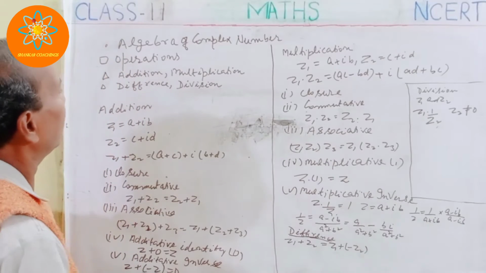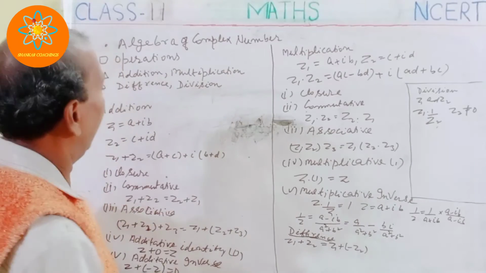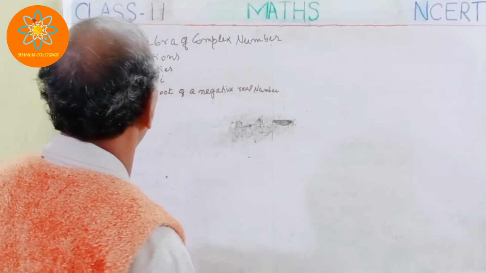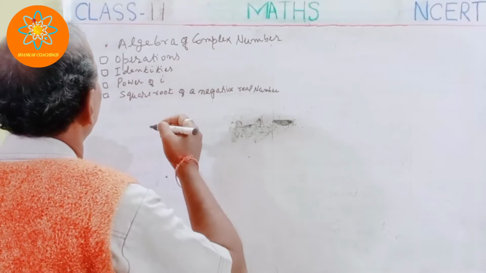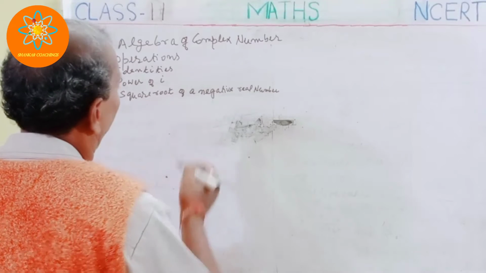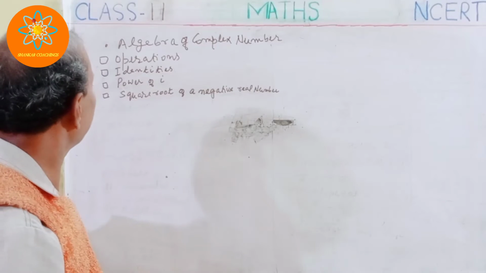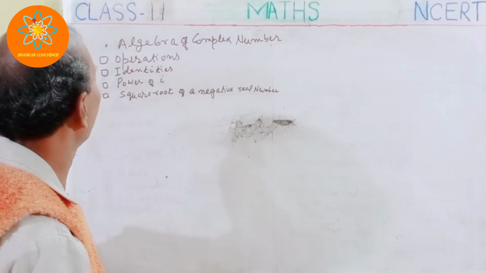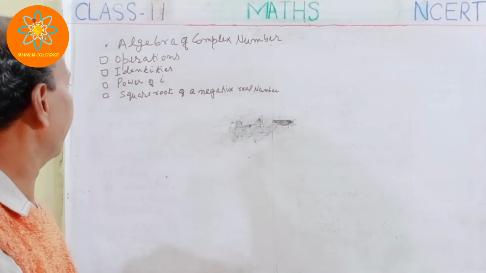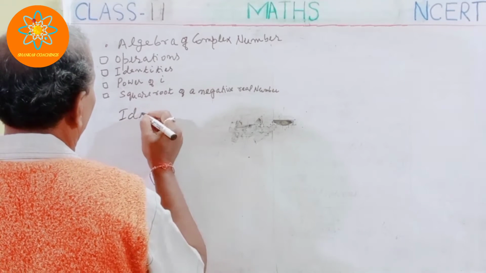So this is the case of the operations, and we have discussed addition, multiplication, and difference and division. Now, in the case of the algebra of complex numbers, we had already discussed these operations. Now we discuss identities, then power of i, then square root of a negative real number. We'll discuss one by one. Now we will see these identities.